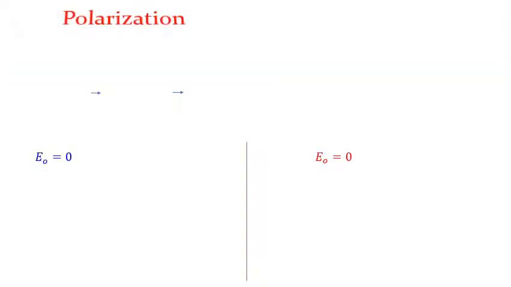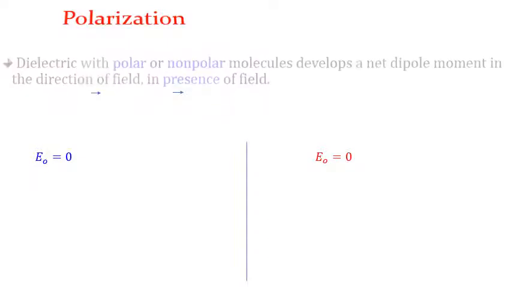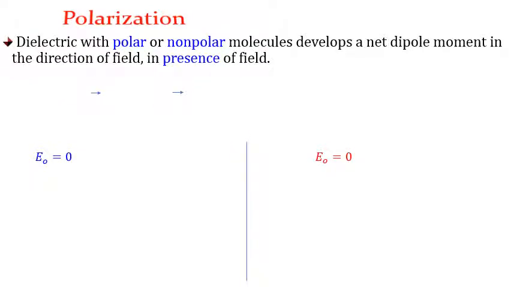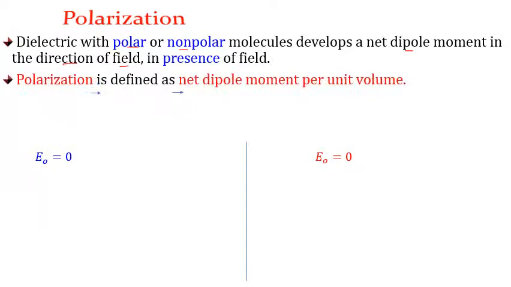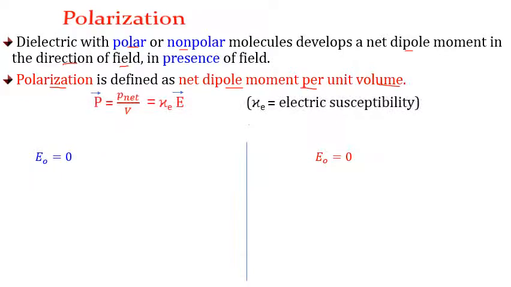Now see the exact definition of polarization. We already discussed whether the dielectric is polar or non-polar, but when it is kept in an external field, polarization is there and a net dipole moment is induced, which is in the direction of the field. Now this polarization is nothing but net dipole moment per unit volume. This is how we can define this.